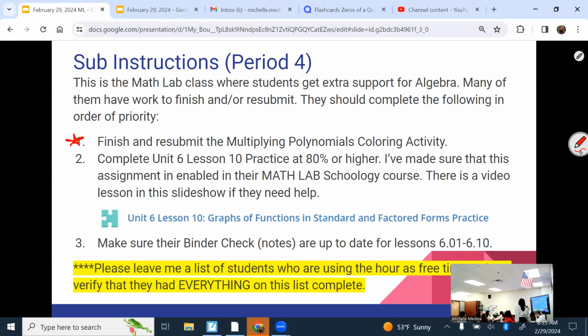Then go and try to get 80% or higher on that lesson time practice that goes with the learning targets we just went over. Then after that, next Friday is gonna be our binder check. You probably wanna make sure that you have all your notes up to date from the beginning of the unit till now. They're all in here if you need them. And then that's pretty much it. Make sure your other work is done. I feel like that would take you the whole time.